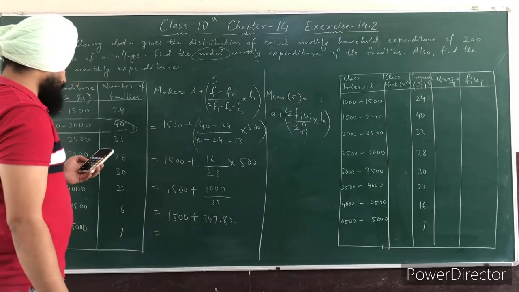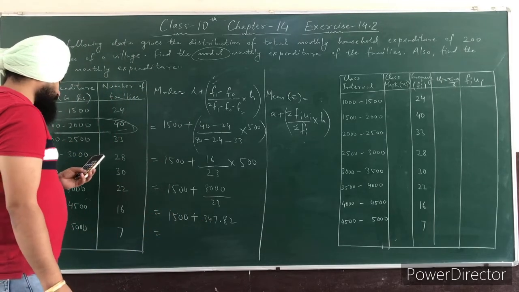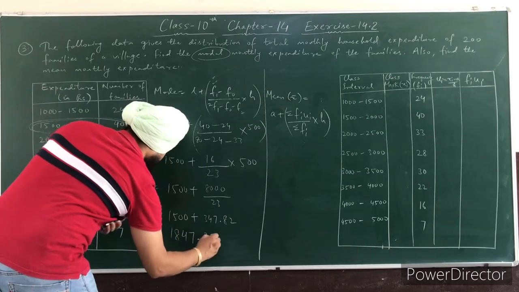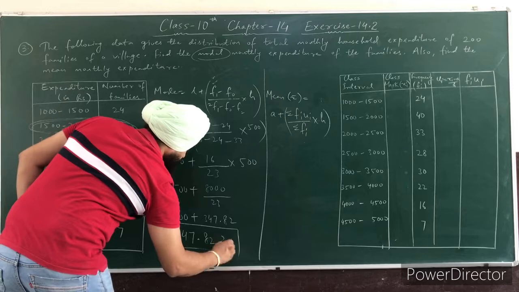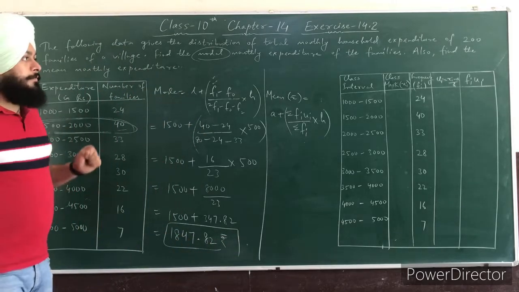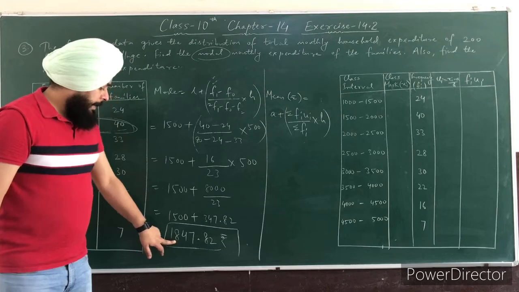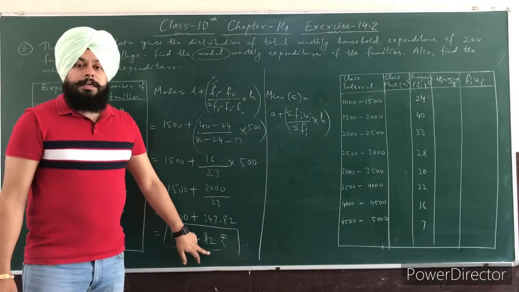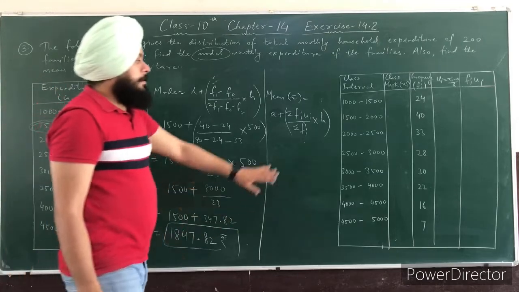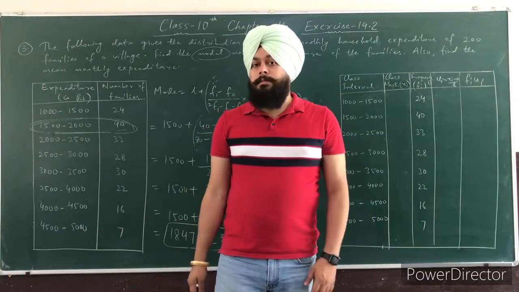Now add this number to 1500. It is 1847.82 rupees. Alright, so the mode for 200 families is rupees 1847 and 82 paise. Clear students? Next, find the mean using the step deviation method.